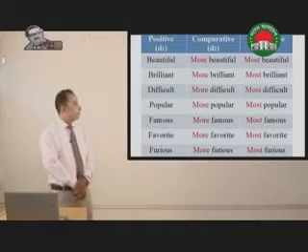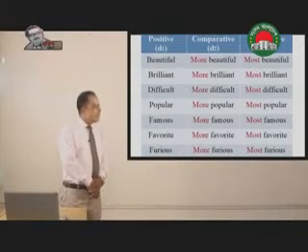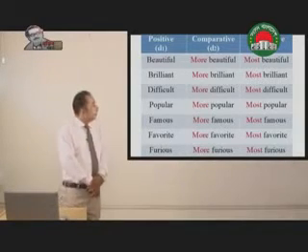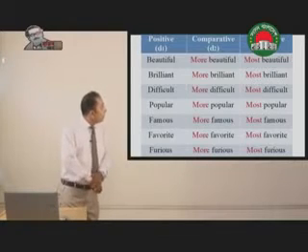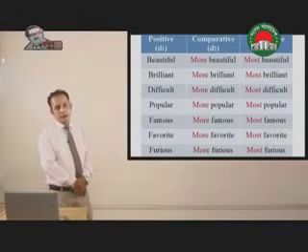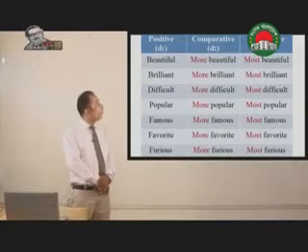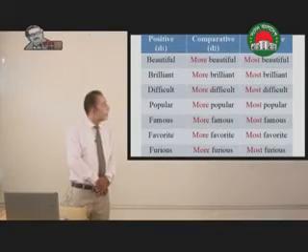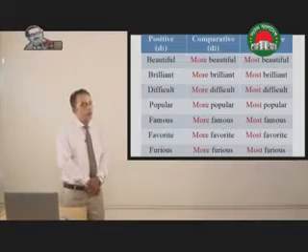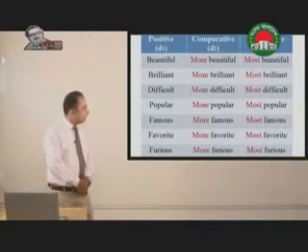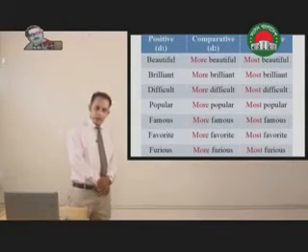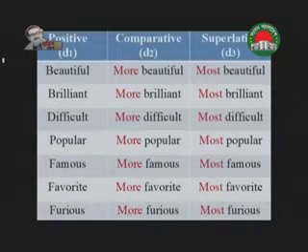Beautiful. Dear students, you know that this adjective has more than one syllable. So we have to use more and most to turn it comparative D2 or superlative D3. Similarly, brilliant, more brilliant, most brilliant. After that, difficult, more difficult, most difficult.